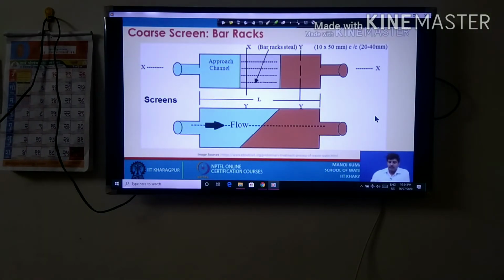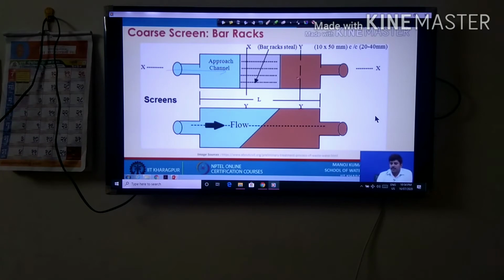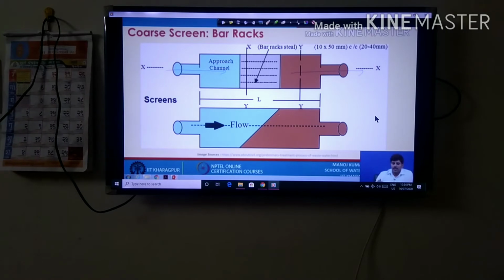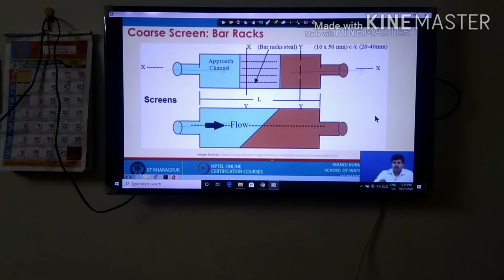If we see the screening process, let's say this is our approach channel. The water is flowing in like this, and then we have the different bar racks kept at an incline, and the flow is ensured that way. Since it is typically kept on an incline, particularly the manually cleaned one, the front view will look like that. The wastewater is flowing like this, and if you see the top side, it will look something like that.